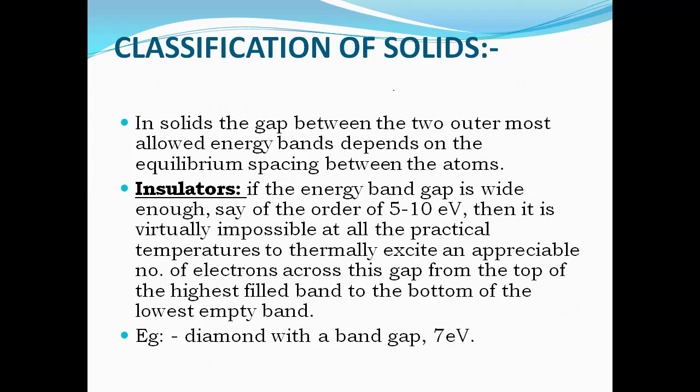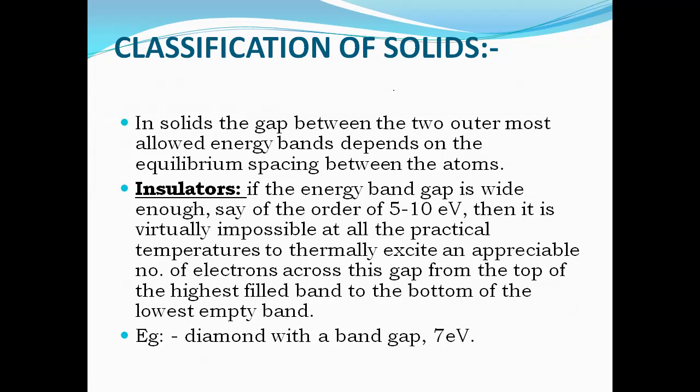Insulators are the materials or solids which have an energy band gap of about 5 to 10 electron volts, and it is virtually impossible at all practical temperatures to thermally excite an appreciable number of electrons across this gap from the top of the highest filled valency band to the bottom of the lowest empty conduction band. This means the energy gap between the valency band and conduction band is very large in insulators. So at low or normal temperatures, it is not possible to excite the electrons from the valency band to the conduction band. Hence, the current conduction in insulators is almost zero at normal temperatures.